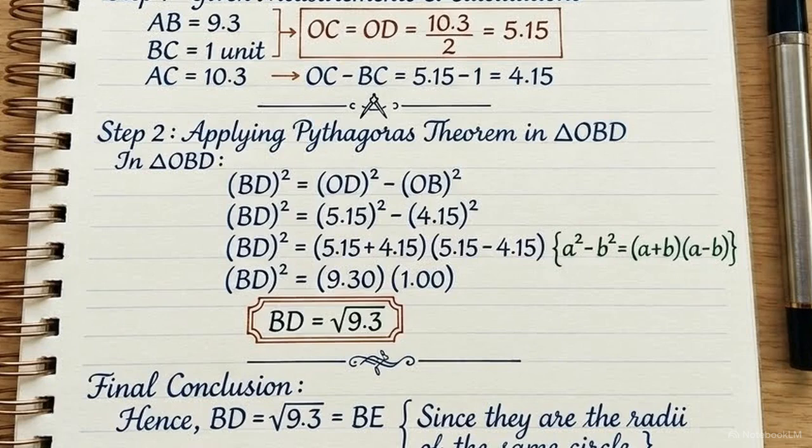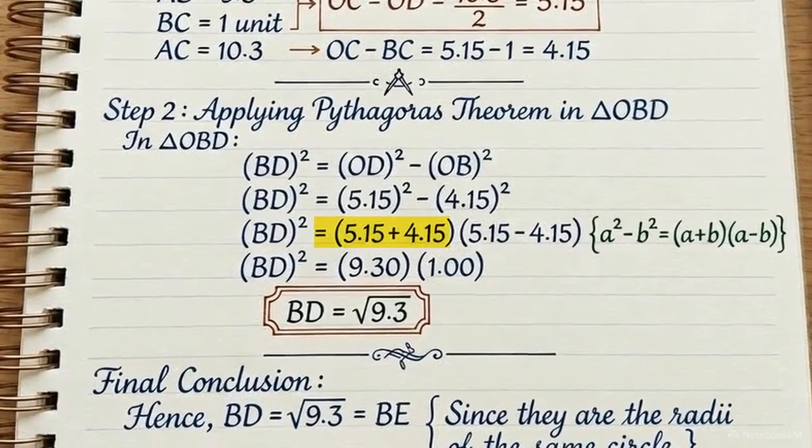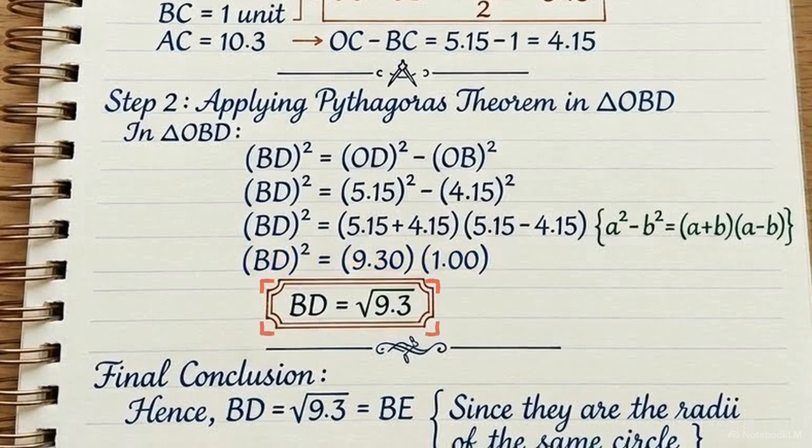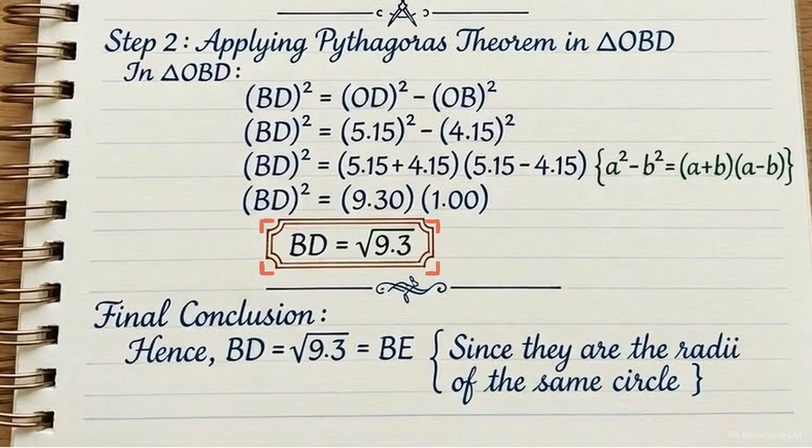Look at the right side of the calculation steps. We can use the algebraic identity for the difference of squares. A squared minus B squared equals A plus B times A minus B. This bypasses the complex decimal multiplication entirely. By adding 5.15 and 4.15, we get a clean 9.3. By subtracting them, we get exactly 1. Multiply those together, and BD squared equals 9.3. We've mathematically proven that the line segment BD is exactly the square root of 9.3.